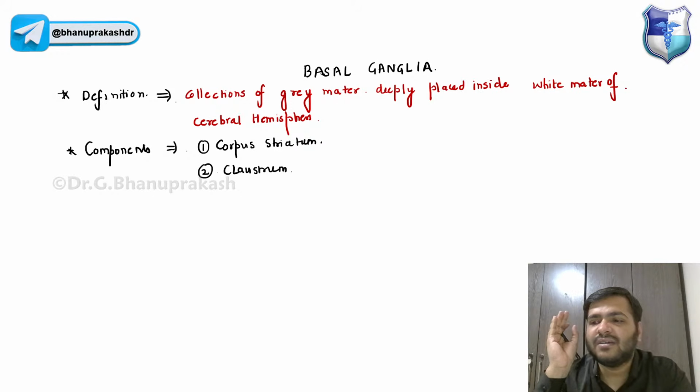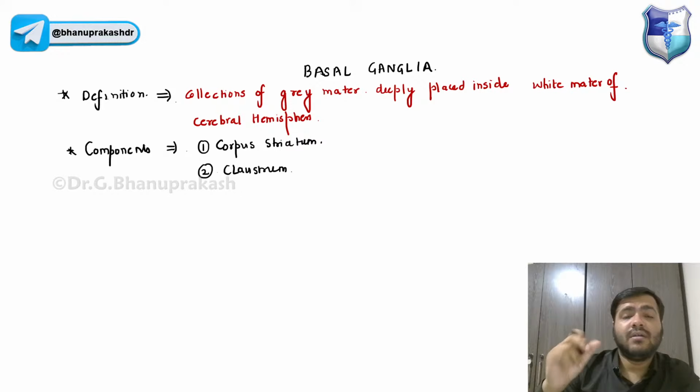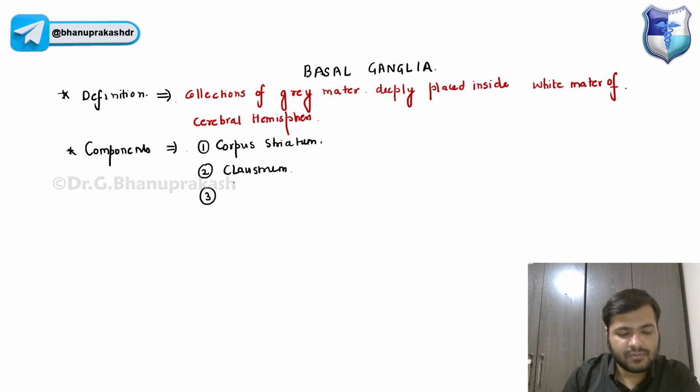It's a very thin sheet of gray matter, guys. We have already discussed this. I have already told you about the claustrum. It's a very thin sheet of gray matter present next to the lentiform nucleus, guys. Apart from that, you should be aware of the amygdaloid body.